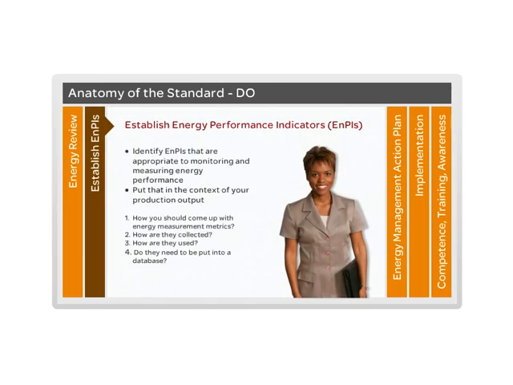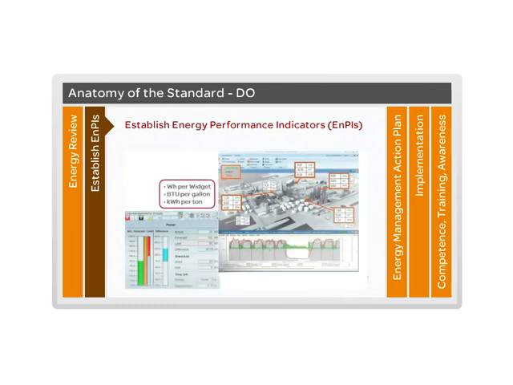It's important to identify ENPIs that are appropriate to monitoring and measuring energy performance. And of course, it's best to put that in the context of your production output. Here is where you investigate things like how you should come up with energy measurement metrics. How are they collected? How are they used? And do they need to be put into a database? For process energy metrics, we suggest putting energy in the context of production output. For example, watt-hours per widget, BTUs per gallon, or kilowatt-hours per ton of material processed.